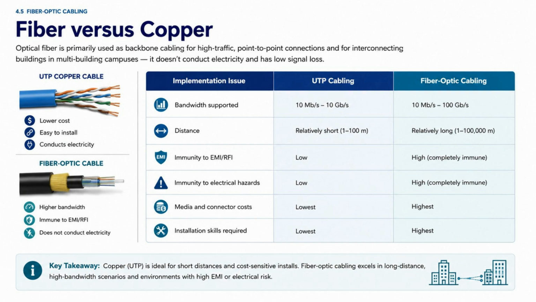A direct comparison table is on screen. Fiber wins on bandwidth, up to 100 gigabits per second versus UTP's 10 gigabits per second, and distance, up to 100,000 meters versus UTP's 100 meters, and is fully immune to EMI/RFI and electrical hazards, but costs more in both media and installation skill required. Fiber is mainly used as backbone cabling and for connecting buildings on a campus.